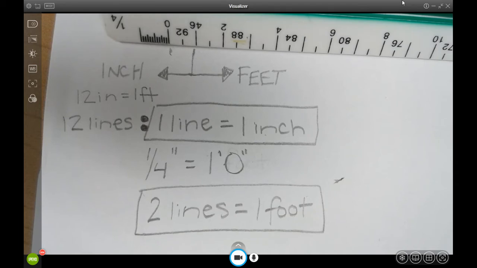If you want to organize your notes a little bit differently, that is totally fine. Make sure they make sense to you. But we are going to move on to the 1/8 of an inch next.